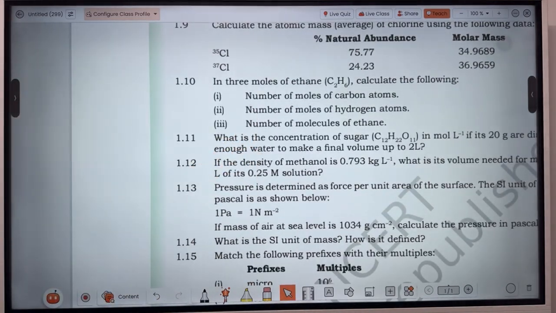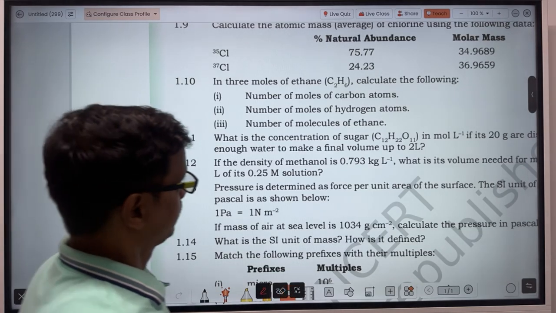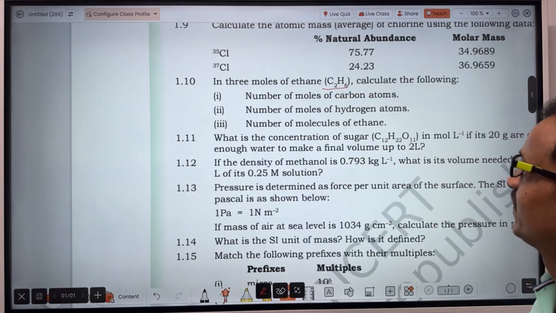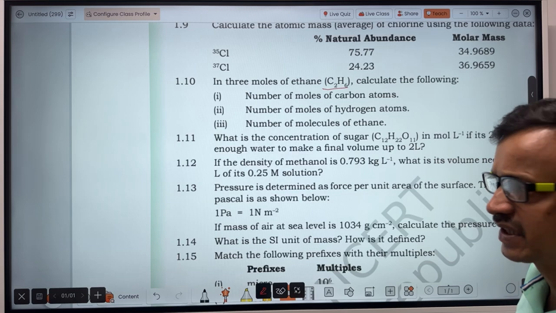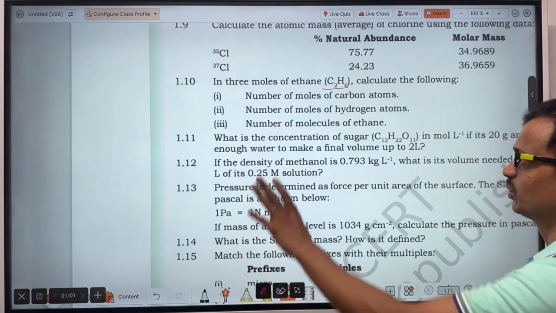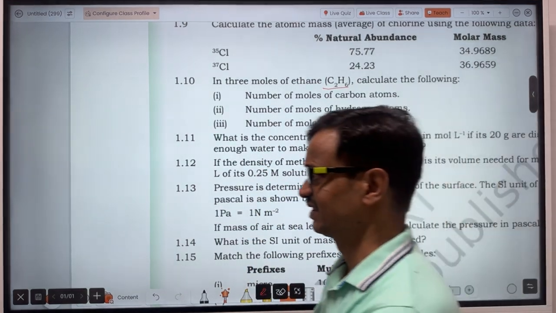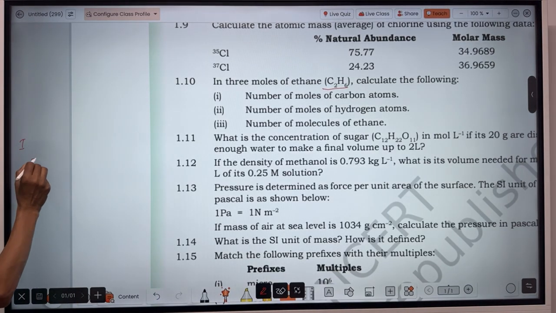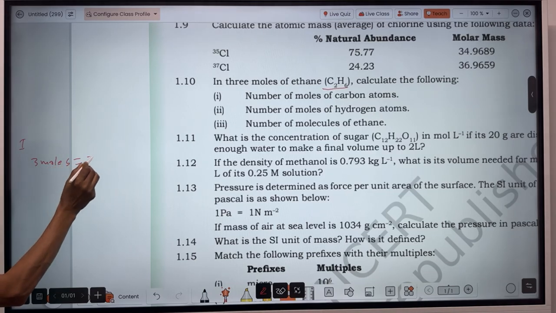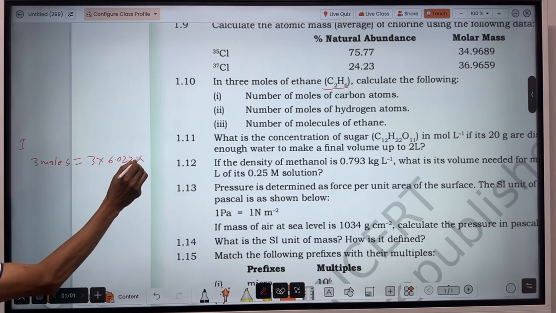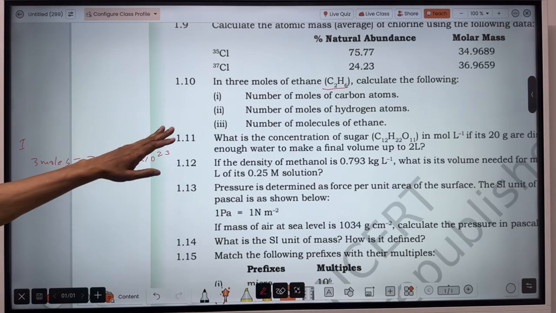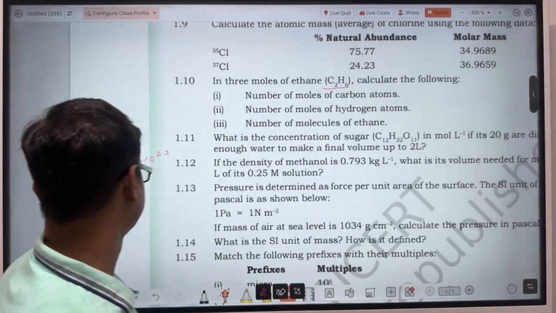In 3 moles of ethane, calculate the number of moles of carbon atoms. In one molecule of ethane, the number of carbon atoms is 2, so in 3 moles how much will it be? Firstly, 3 moles will be 3 into 6.022 into 10 power 23. That much will be the number of molecules of ethane.